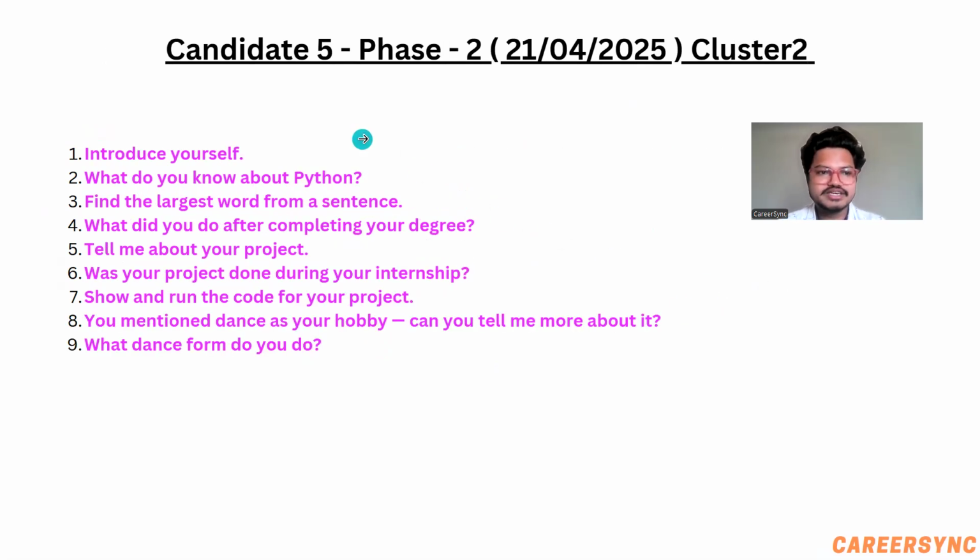Now for the fifth candidate, the questions are similar: introduce yourself, what do you know about Python, find the largest word from a sentence, what did you do after completing your degree? So I think he is from the 2024 batch. And tell me about your project. What was your project done during your internship? Show and run the code for your project. So they can ask you to show and run the project that you have done.